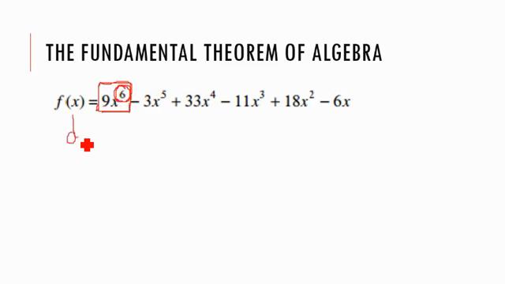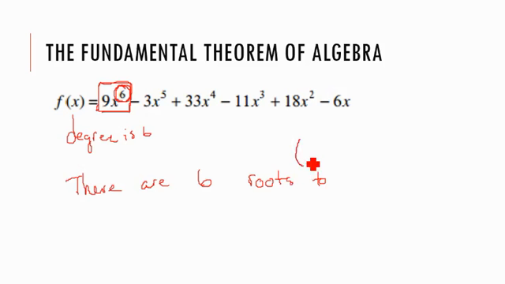So if degree is 6, then the fundamental theorem of algebra tells us that there are 6 roots, or zeros or factors, either one, to this polynomial.